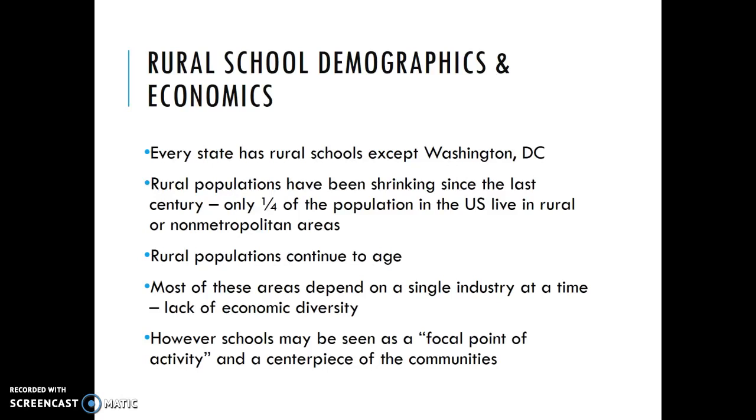Rural populations continue to age, and most of these areas depend on a single industry at a time, a lack of economic diversity. For example, there might be one big factory in that area that a lot of people move there for. However, schools may be seen as focal points of activities and a centerpiece of the communities. It talks about in the reading how back in the day they used to be places of gathering for communities. And even today we see voting and things happening in schools in rural areas.